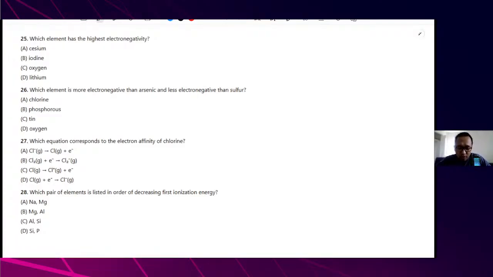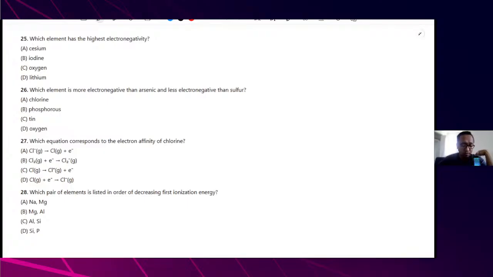All right. So as usual, I want to give you a key concept, and then after that we're gonna answer one by one. Okay, so, which element has the highest electronegativity? Which element has the highest electronegativity?